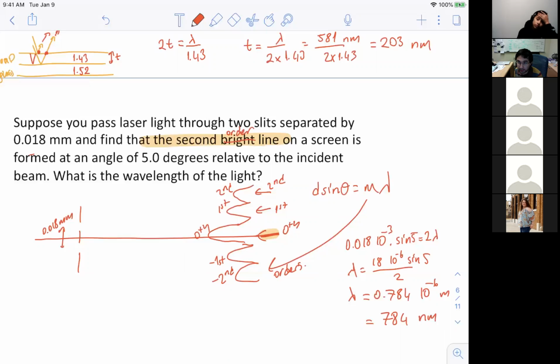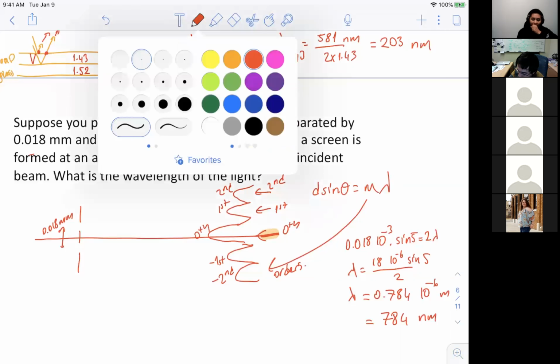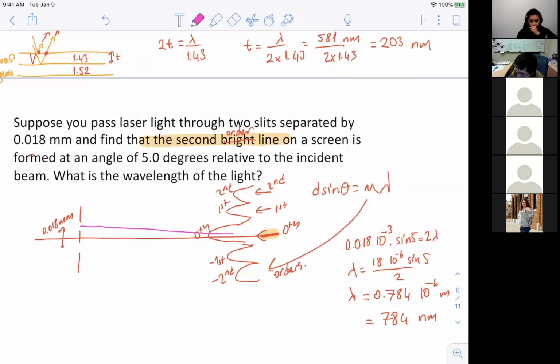So the two rays have the same path. There's no path difference between them, and that doesn't have any phase difference. So when you have a 0 phase difference, they constructively interfere and it forms the 0th order. In the question, it should give that number. Other than that, it's just straightforward to use this d sine theta equals m lambda equation.